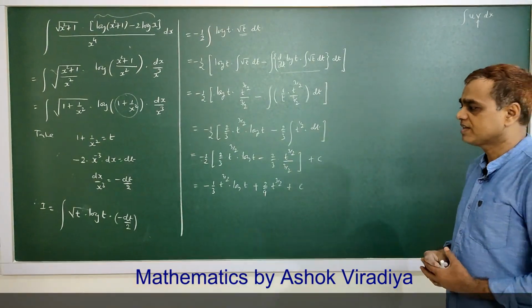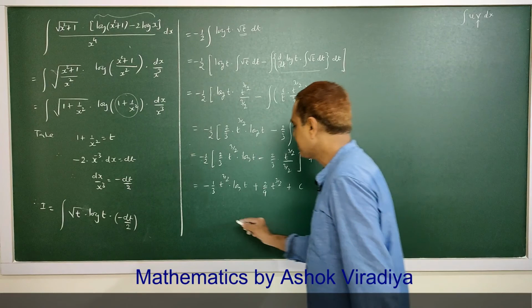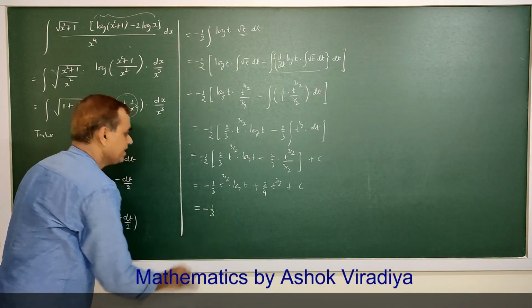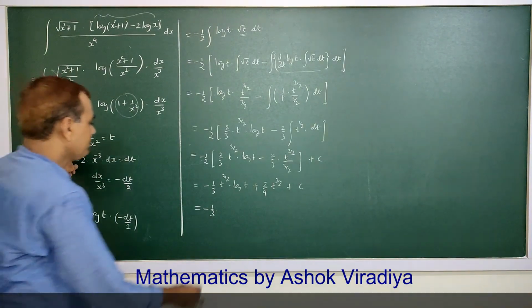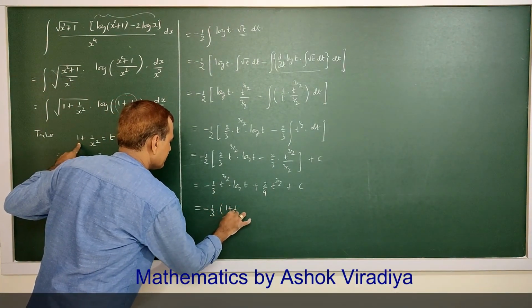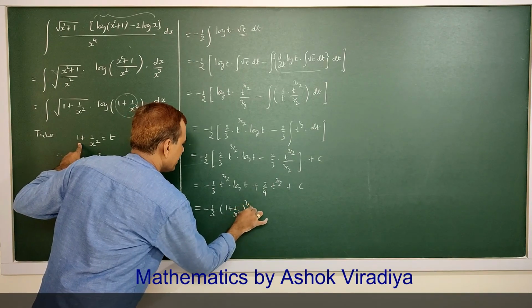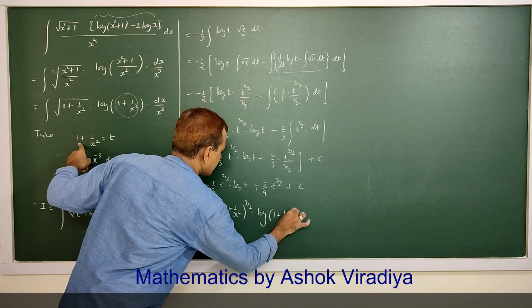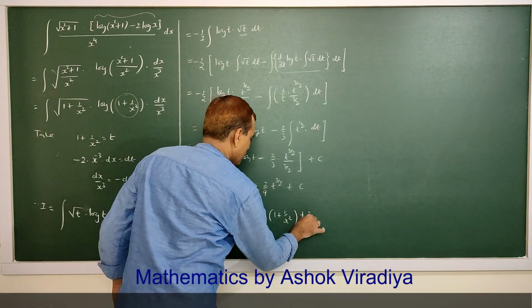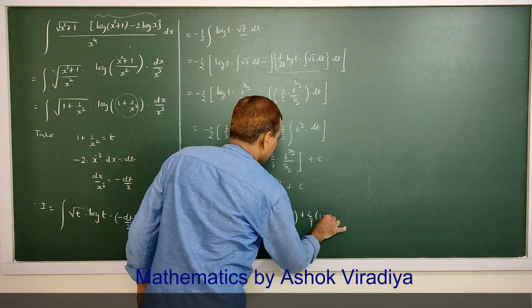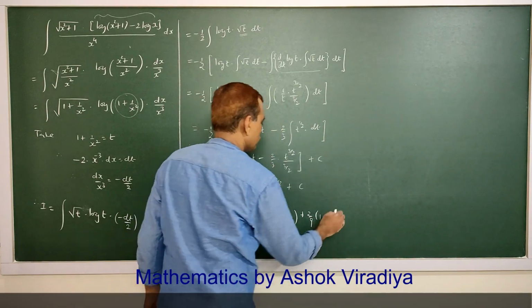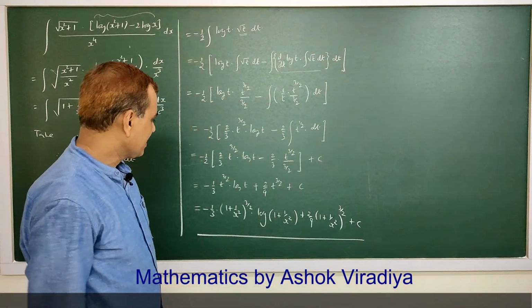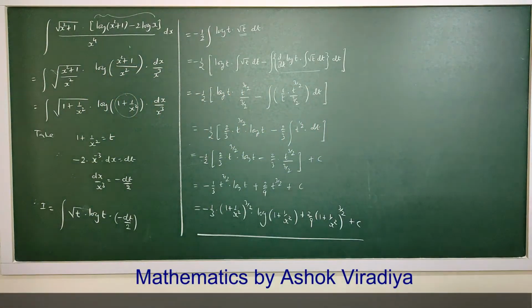Now putting the value of t as 1 plus 1 by x square. So it is equal to minus 1 by 3 times 1 plus 1 by x square raised to 3 by 2 into log of 1 plus 1 by x square, plus 2 by 9 times 1 plus 1 by x square raised to 3 by 2, plus c. This is the required integral.